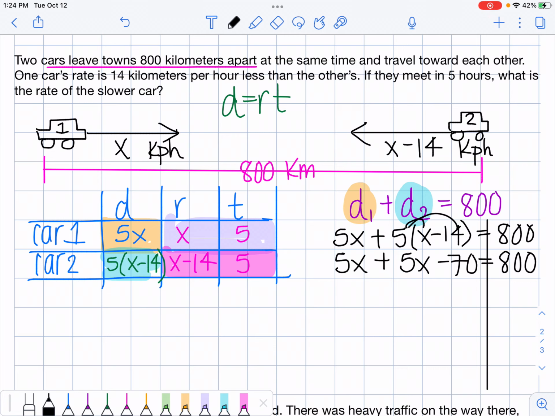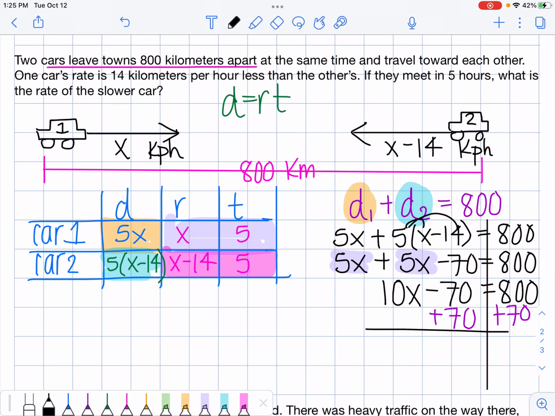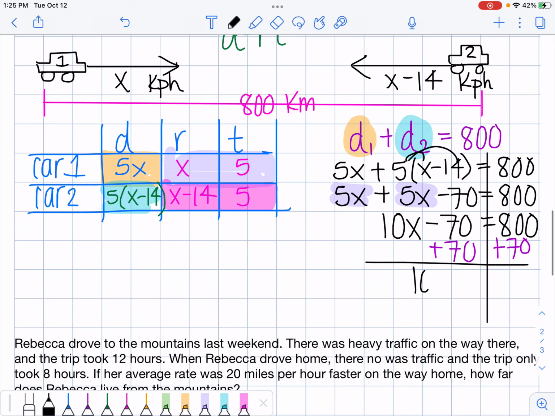Next, I'm going to combine together my like terms. Here I have 5x and here I have 5x. That together makes 10x. Now, to get x on a side by itself, first thing I have to do is add 70 to both sides. So I get 10x is equal to 870. And finally, I'm going to divide both sides by 10. And I get x is equal to 87.